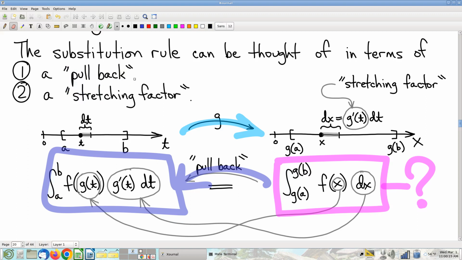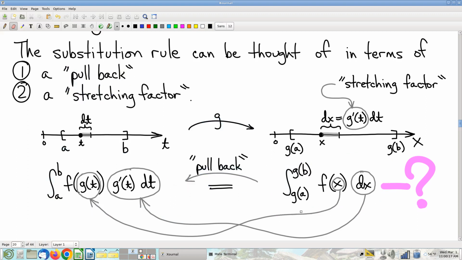Okay, so the next thing I want to talk about related to this is what I like to call the stretching factor. Now, again, y'all know the substitution rule, and here's our new integrand. This is the integrand that you get when you plug in the substitution rule, and it's just a rule, and you can think of it that way. But here's another really good way to think about it.